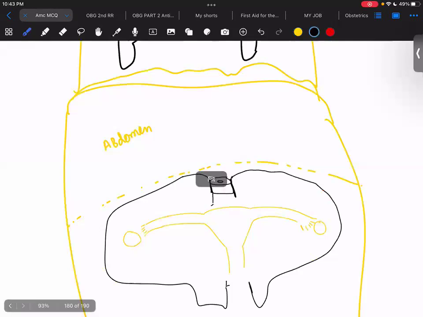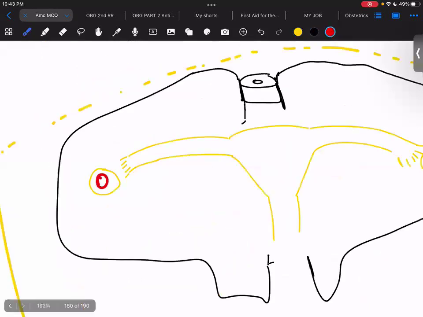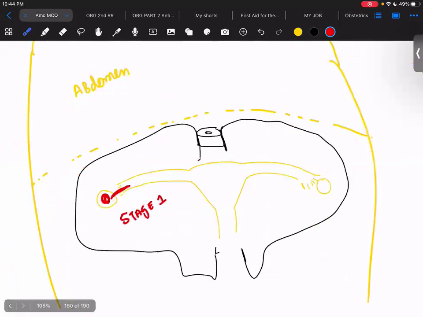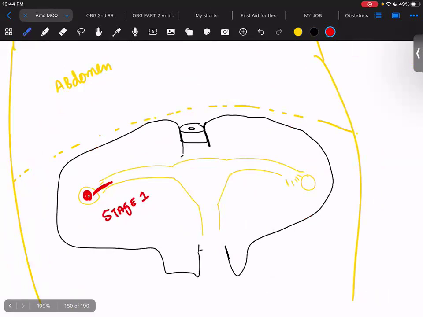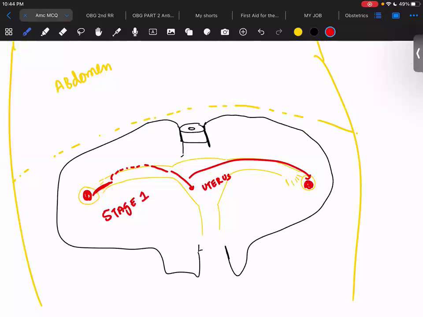Now let's talk about the staging. If the patient has involvement of the tumor and malignancy only in the ovary and the fallopian tube, then it is stage one. Stage two: what is stage two? If the same malignancy involves the uterus, or goes to other parts, or involves the pelvic organs.